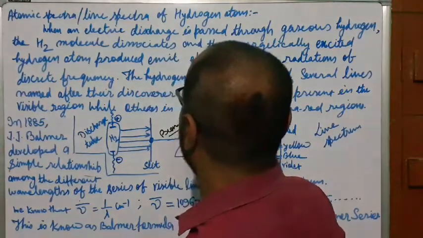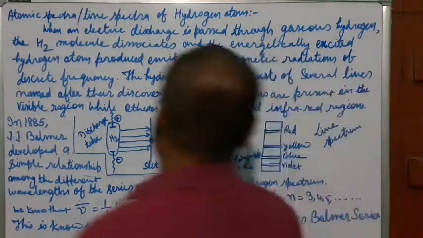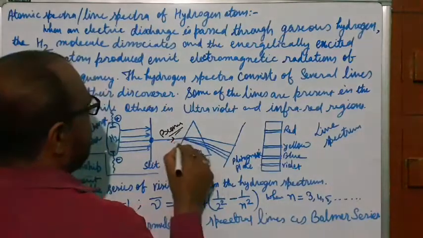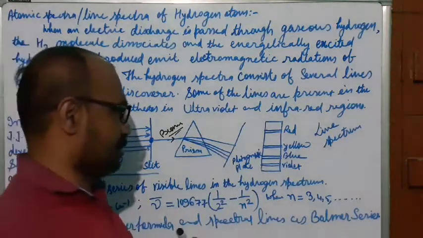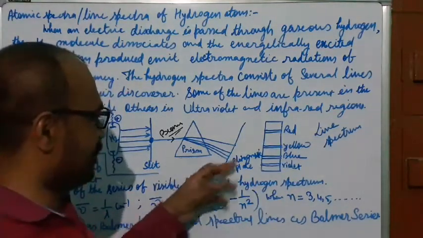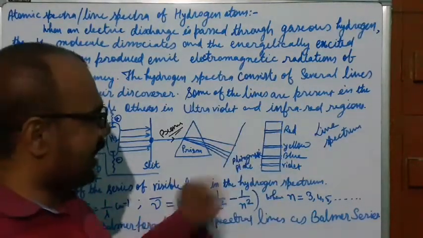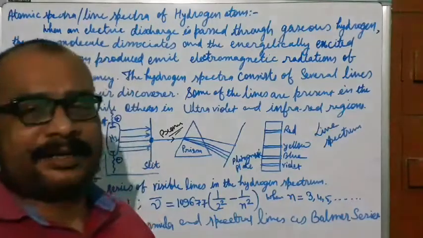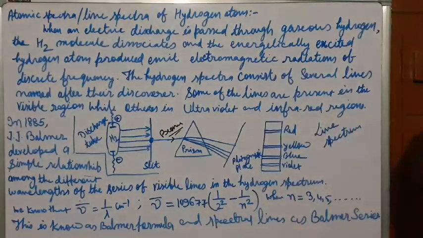A beam is what? It's a collection of rays. So we make a beam here and this beam passes through the prism. When it passes through the prism, it splits into four parts: violet, blue, yellow and red spectral lines. It got split into four. This has been shown here. These spectral lines we got in the Balmer series come into the visible range. So that is why this series is named after Balmer.